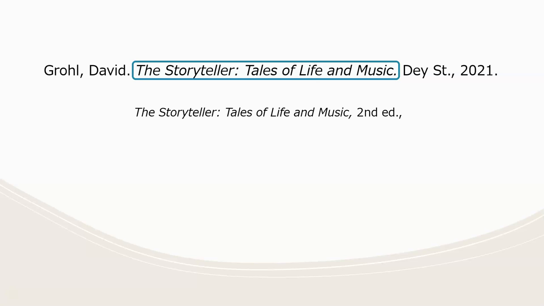Now, if the book is a later edition, it gets noted right after the title. For example, second edition. Please note that in this case, the title ends with a comma and the edition is not italicized. The reason the title ends with a comma is because the information that comes after it provides publication details about the book.